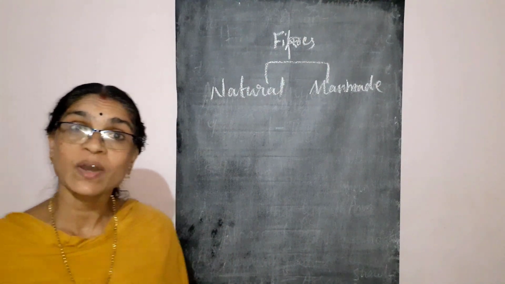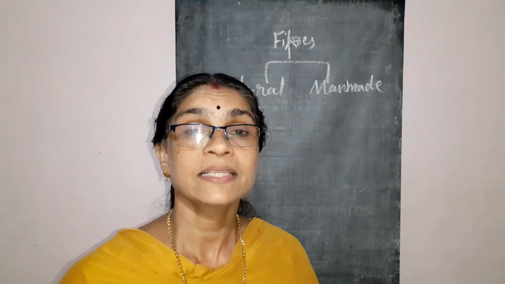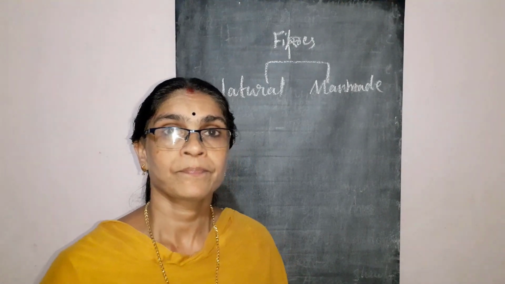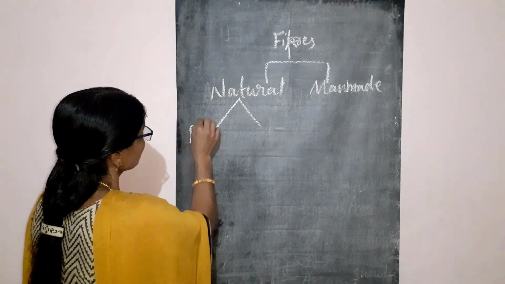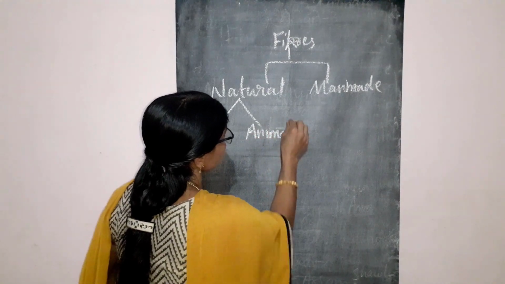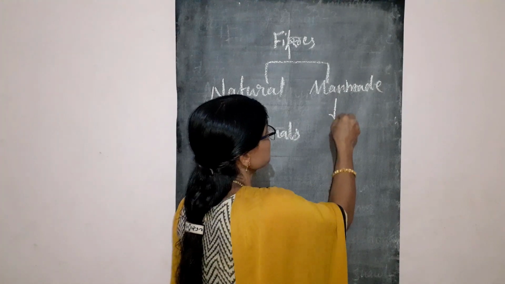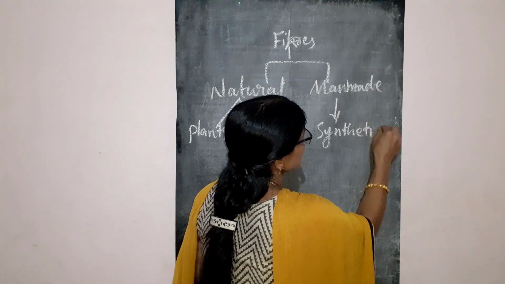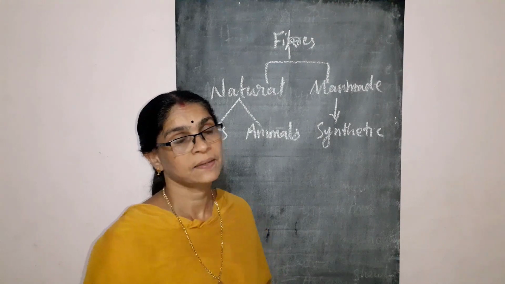Natural fibers means what? Yes, the fibers that are obtained from plants and animals. Then what is meant by man-made? Man-made fibers means synthetic or artificial fibers which are made by man.